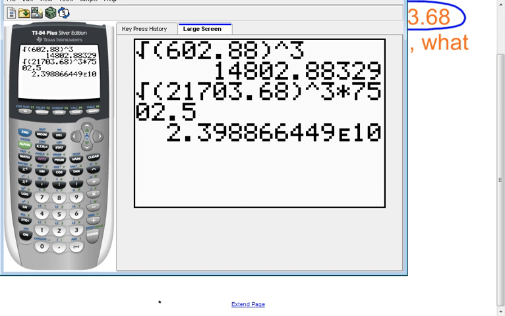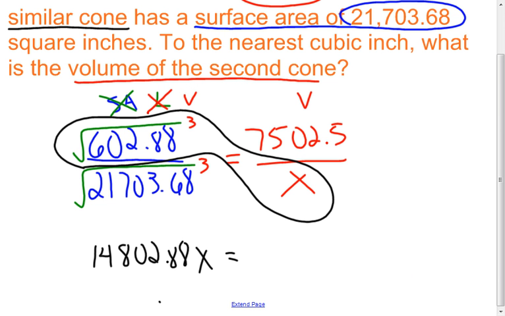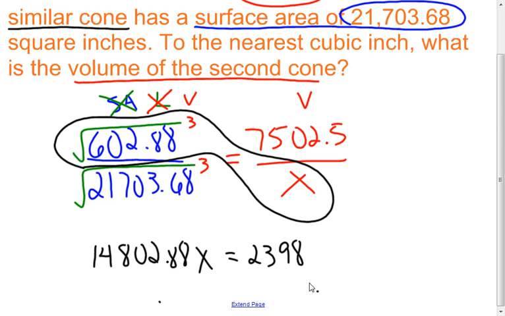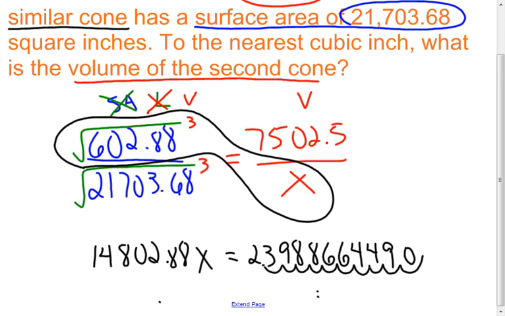You can see it there, so I'll start writing down digits here. So I have 2398, come back here, 8664, and I think 49. Yes, that was all of them. And then the decimal point was here, so if I move it over 10, 1, 2, 3, 4, 5, 6, 7, 8, 9, and 10, I need one more zero there.